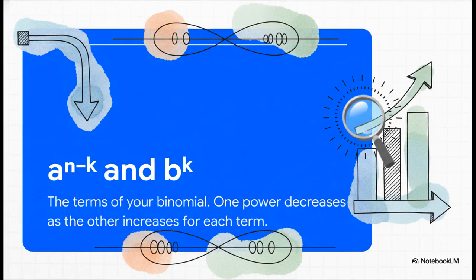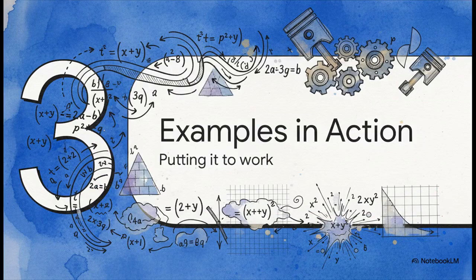The last two parts of the formula are just our original terms, a and b. And notice the cool pattern in their exponents. As one goes down, the other goes up. And if you add them together, n minus k plus k, you always get n. It keeps this perfect balance all the way across the expansion. Okay, that's enough theory.